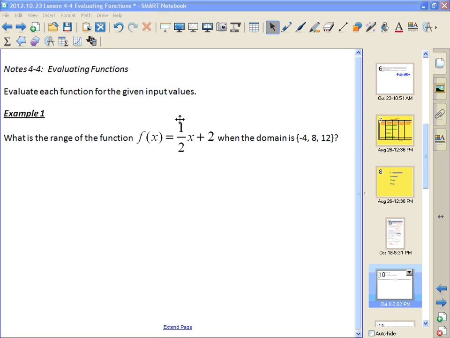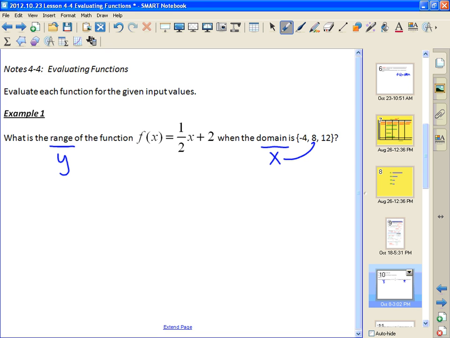Okay, so you have to know what some of those words mean. First of all, what about the word range? What does that mean? It means the y values, right? So it's saying what are the y values? Write that on your paper. What are the y values of the function f of x equals 1/2 x plus 2 when the domain, what is the domain? The x. So these numbers right here are x values. So draw that on your paper just like I did.